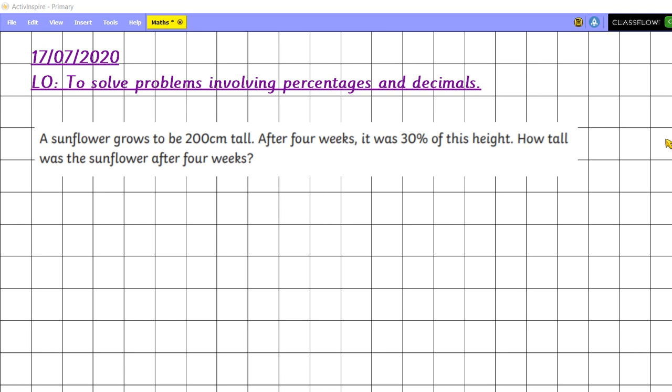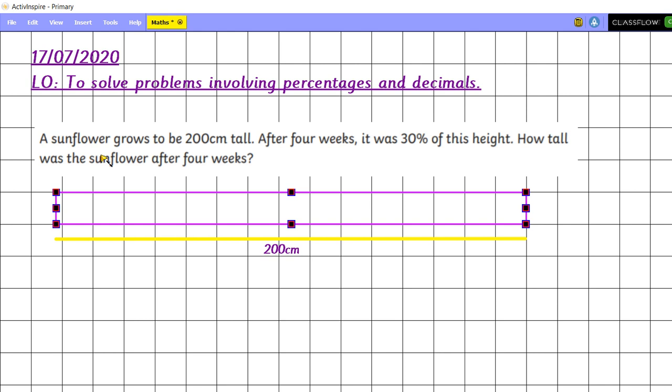So I'm going to just draw that as a little bar, okay? So I have got here, this is, for example, 200 centimetres. That's how far it has grown from here to here in the time that it has been alive. So it's 200 centimetres, okay? But 4 weeks into its growth along here, it was 30% of its height.